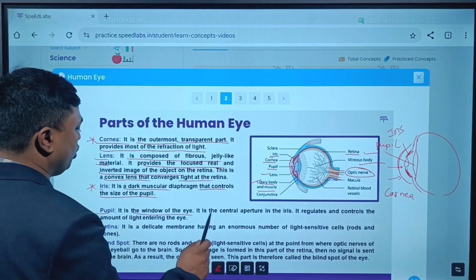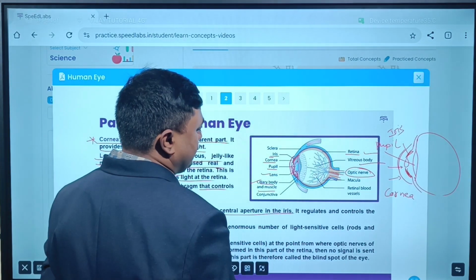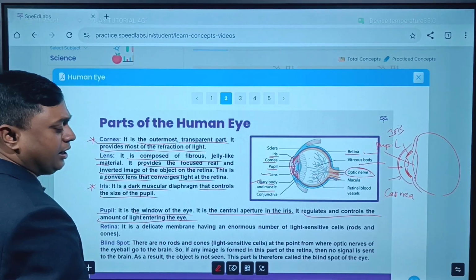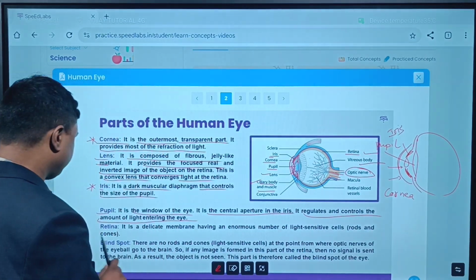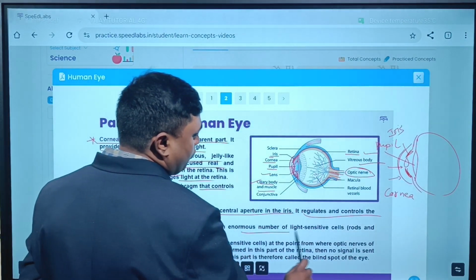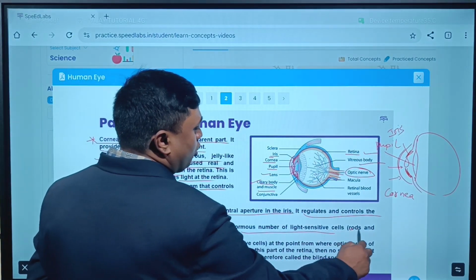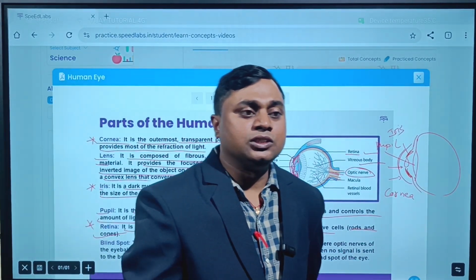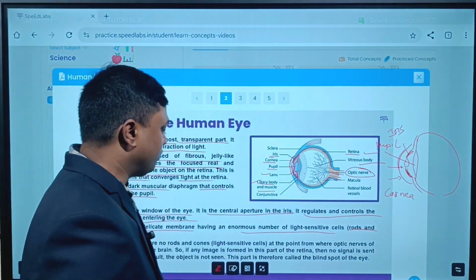Pupil. It is the window of the eye. It is the central aperture in the iris. It regulates and controls the amount of light entering into the eye. Retina. It is a delicate membrane having an enormous number of light sensitive cells, called rods and cones. Generally cones are sensitive to colors, and rods are sensitive to the intensity of light.